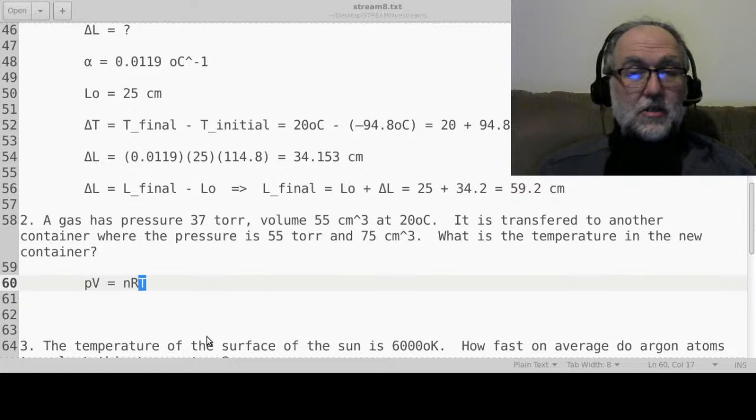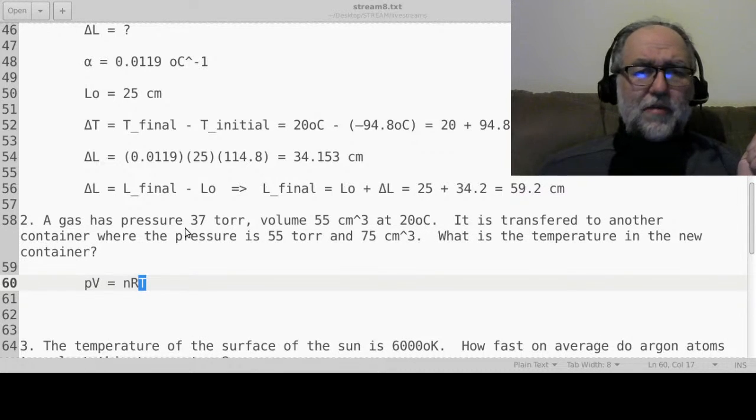We don't get those kinds of temperatures on Earth. Okay, so anyhow, that 20 degrees we will have to convert to Kelvin. Okay, so let's go back to the problem. We have a gas. It starts off at 37 torr, 55 cubic centimeters, 20 degrees Celsius.